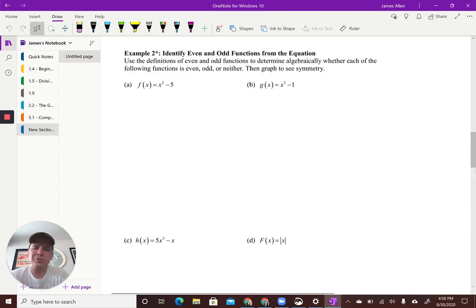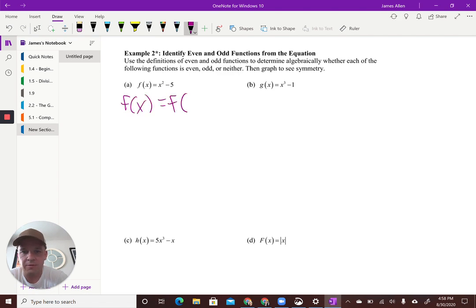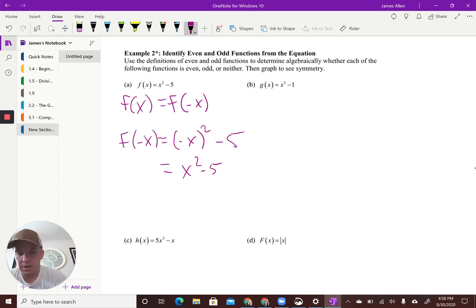So let's do some algebra. The algebraic approach here. We're going to use the definitions of even and odd functions to determine whether it's even, odd, or neither. We have f of x equals x squared minus 5. First I want to test to see if it's even, meaning, does f of x equal f of negative x? What is f of negative x? If I substitute in a negative x for x, do I get the same result I started with? If I square a negative, it becomes positive, so I get x squared minus 5. And that's the same as f of x. So yes, f of x, which equals x squared minus 5, is equal to f of negative x.